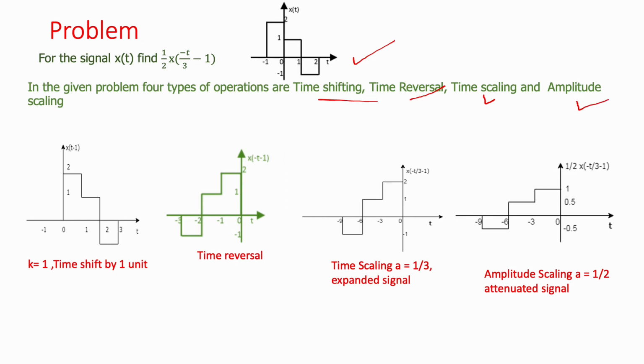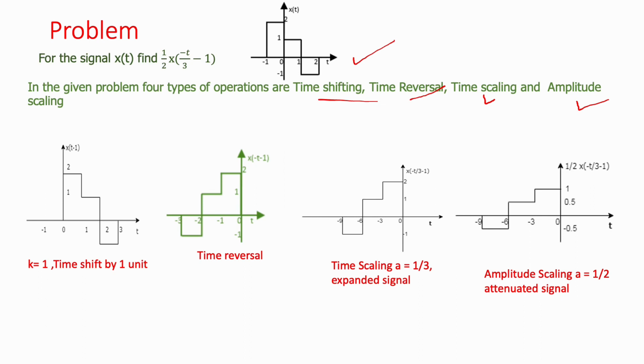So if you come to this part, what is the k value? K value is 1. It is a positive value. So the given signal is right shifted by 1 time. Okay, this is a right shift by 1 time. Clear?